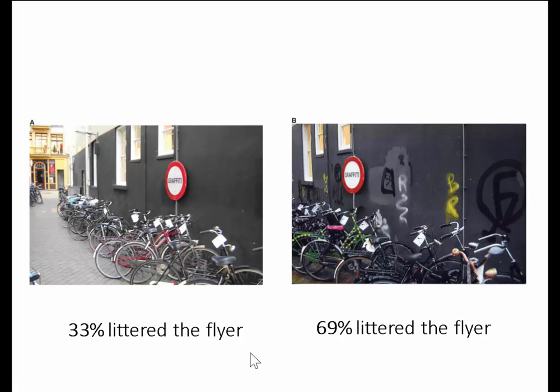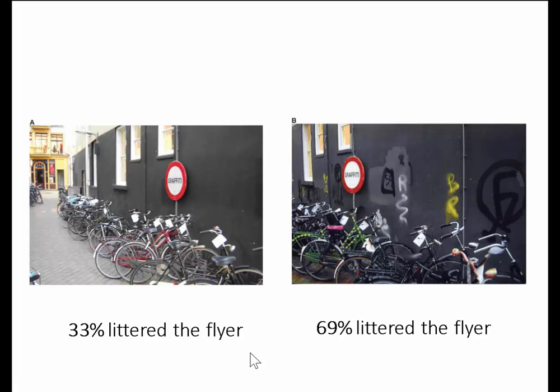While in the disorder condition, the only thing that was different, it was the same time of the year, it was just over one night, and there was no difference in terms of weekday or weekend or something like that, so it was comparable. There was no real reason to think that there would be different people walking by. The only thing that was different was that now this norm, no graffiti, was clearly broken. And now 69% of the people threw the flyer on the floor. You see, that's twice as many people.